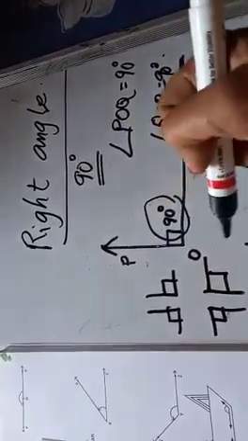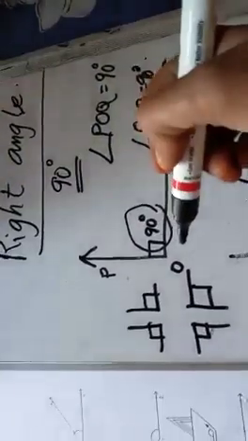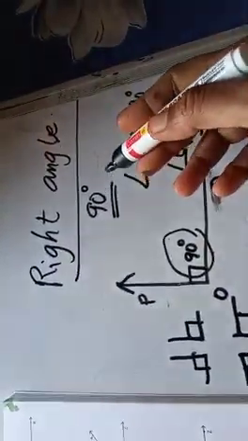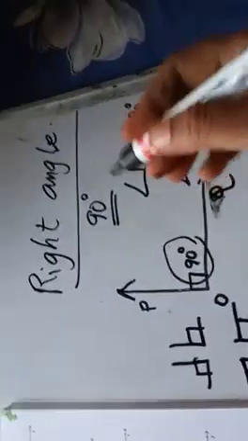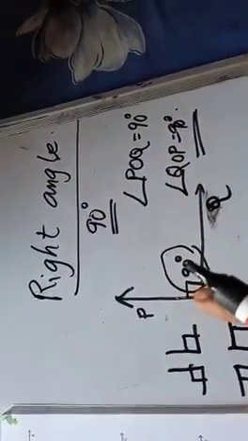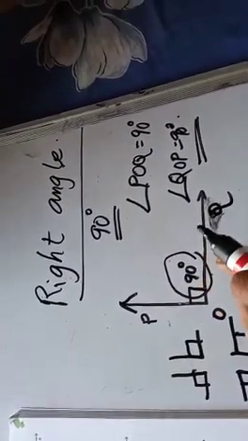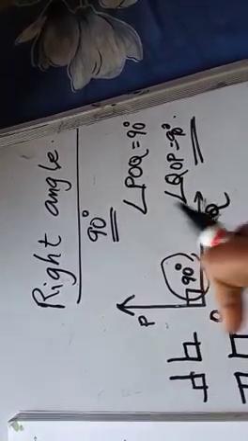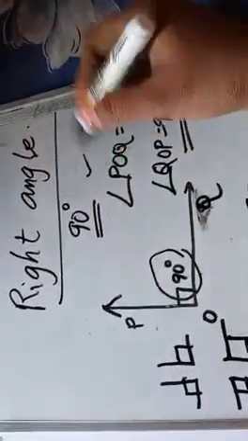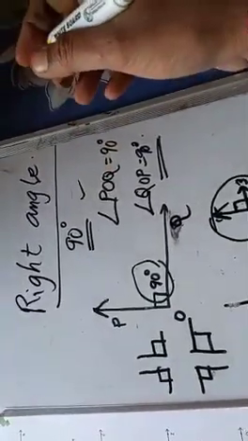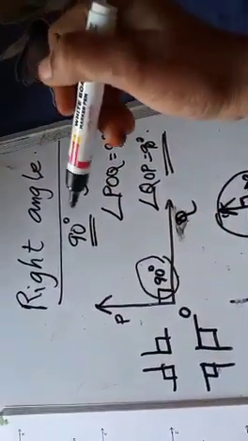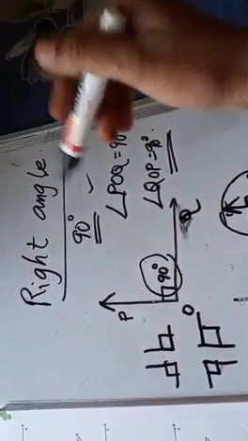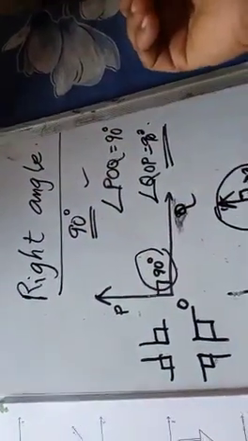So what is the right angle? A right angle measures exactly 90 degrees. An angle which measures exactly 90 degrees is called a right angle. Right angle measures 90 degrees. In both ways they will ask you the question. Right angle measures exactly how much? 90 degrees. The angle which measures 90 degrees is called a right angle. Okay.